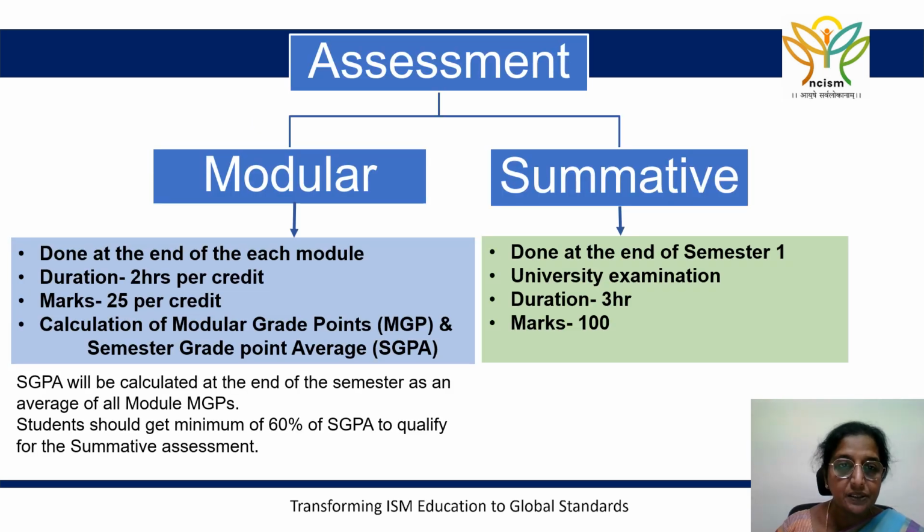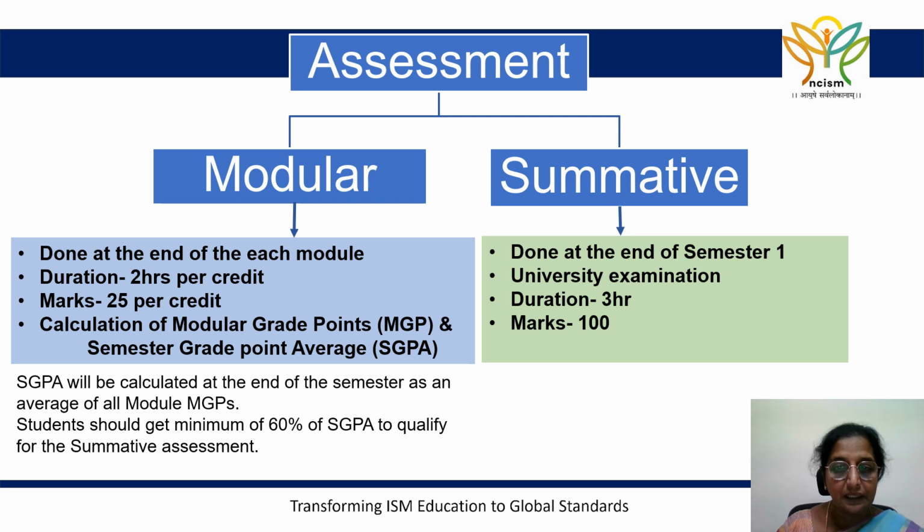Assessment is divided into modular assessment and summative assessment. Modular assessment is done at the end of each module. Duration 2 hours per credit, 25 marks per credit. Calculation of MGP and SGPA are done under modular assessment. SGPA will be calculated at the end of the semester as an average of all module MGPs. Students should get a minimum of 60% of SGPA to qualify for the summative assessment.